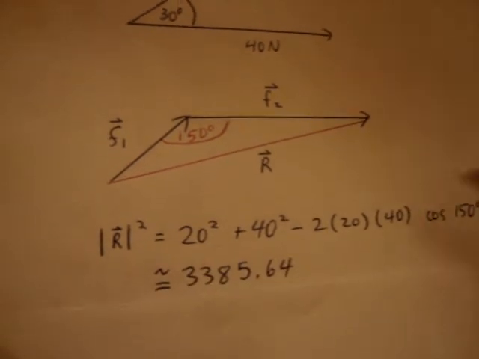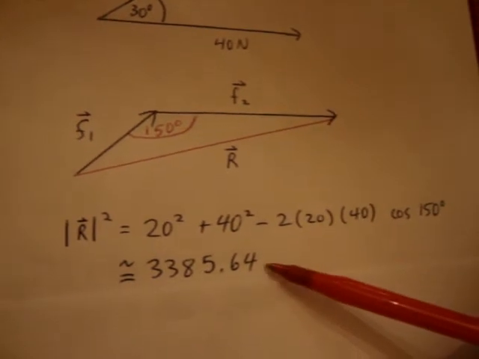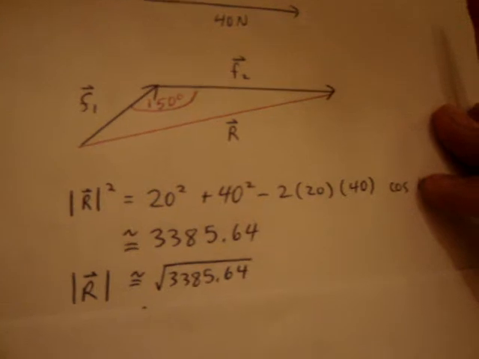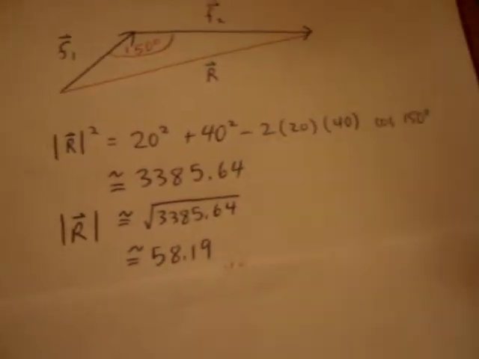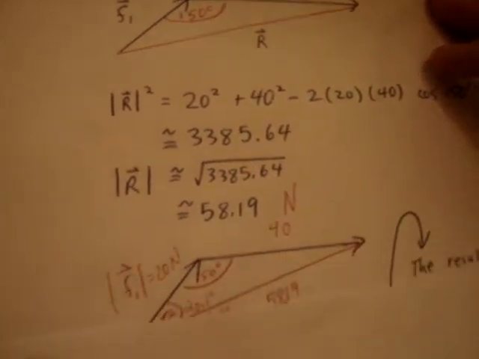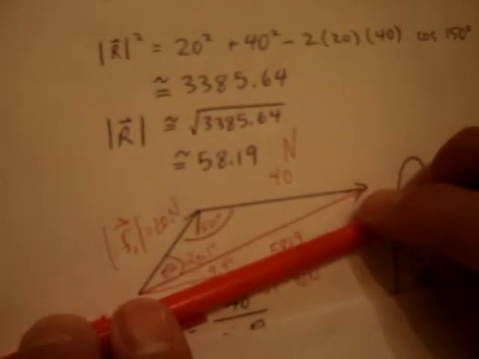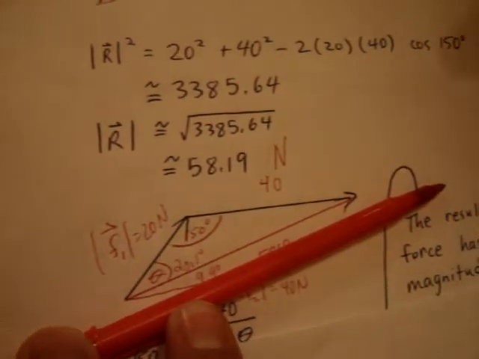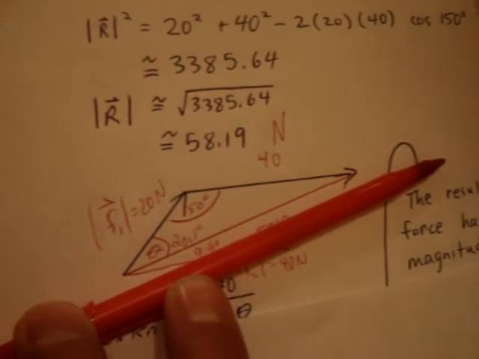By plugging these numbers in, we get the magnitude of the resultant force quantity squared is 3,385.64 approximately. We take the square root of that and we get a resultant force of 58.19 newtons. Okay, now we talk next about our angle in between them, because we're asked to find the resultant force, and force has magnitude and direction.